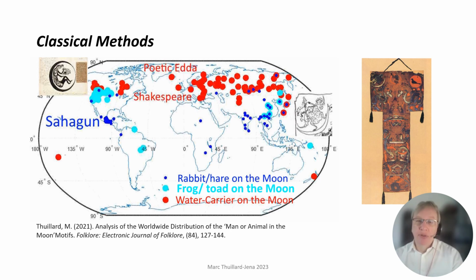The water carrier on the moon got also recorded, but much later. The first mention is in the Poetic Edda, a saga from Iceland written in the 10th century, but relating to the much older mythology there. And also in Shakespeare, mentioning the water carrier on the moon in one of his plays. You find it also in some rhymes in children's songs in England.